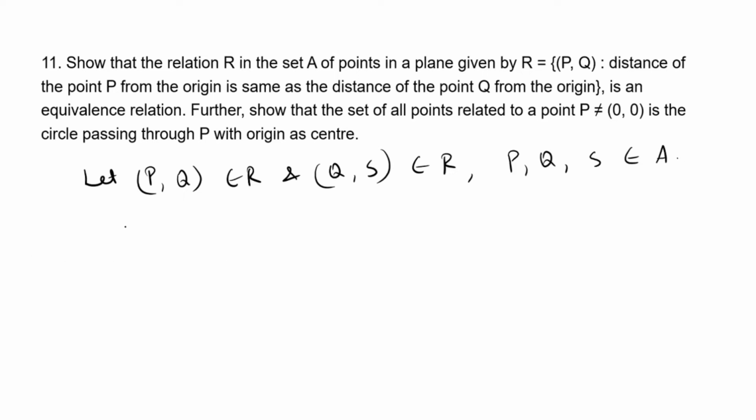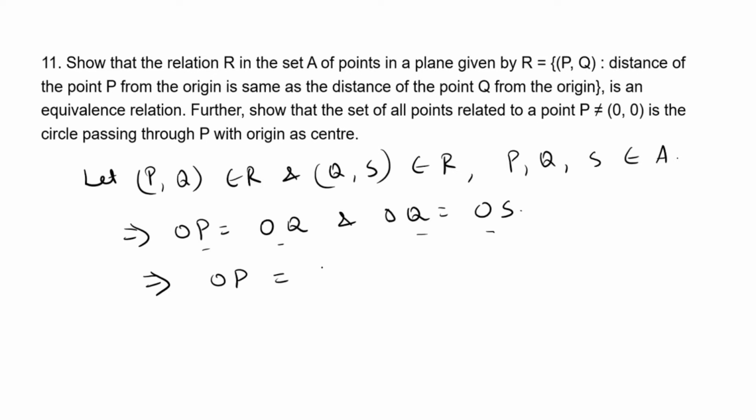So if P, Q belongs to R, it means OP is equal to OQ. And Q, S belongs to R means OQ is equal to OS. So OP equal to OQ and OQ equal to OS means OP is equal to OS. So this implies OP is equal to OS, or we have P, S belongs to R. So we took P, Q belongs to R and Q, S belongs to R, and we got P, S belongs to R, which means R is transitive. Therefore, R is transitive.